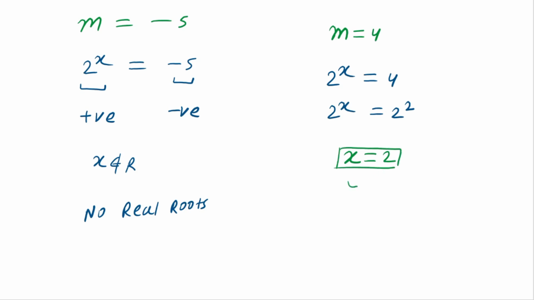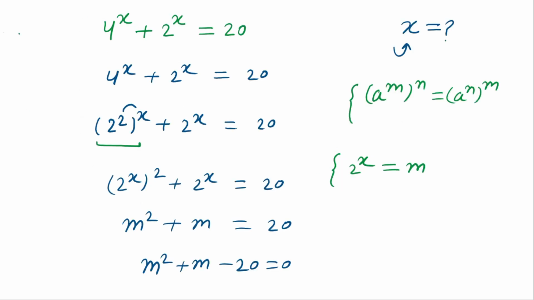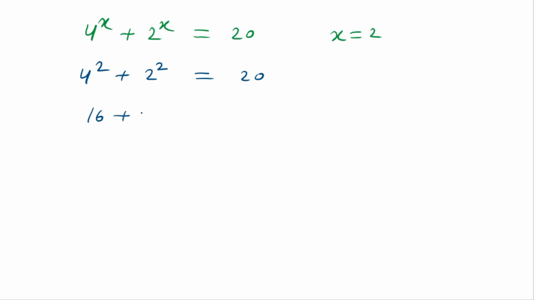Now let's check this solution. The given equation is 4^x + 2^x = 20, and here the value of x is 2. Now on the left hand side, 4^2 + 2^2 = 20. 4^2 is 16 plus 2^2 is 4, and this is equal to 20. On the left hand side 16 + 4 is 20, and this is equal to 20. Here the left hand side is equal to the right hand side.